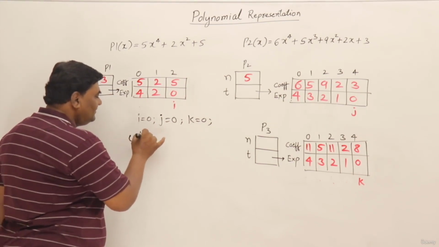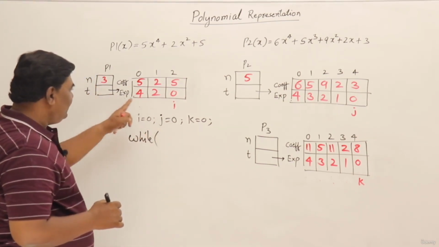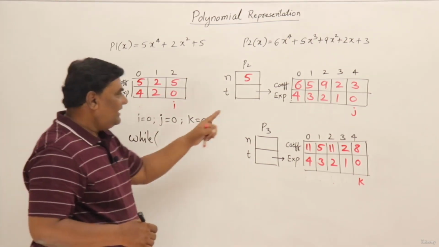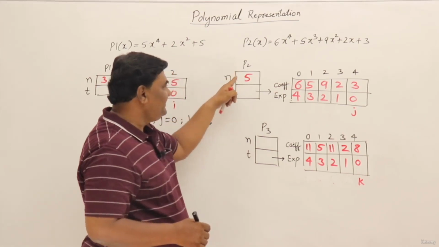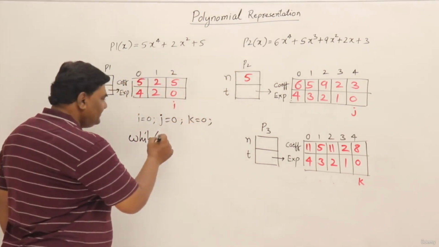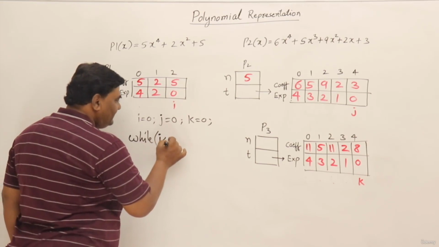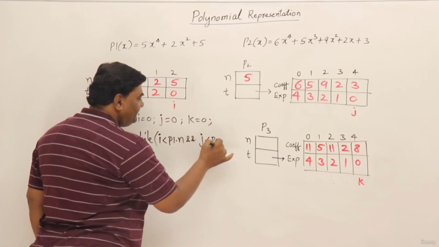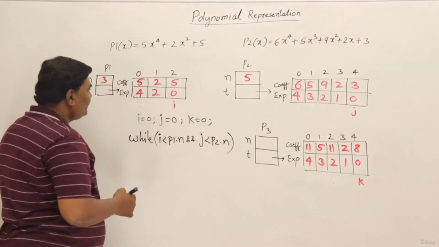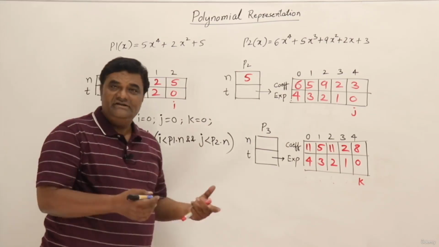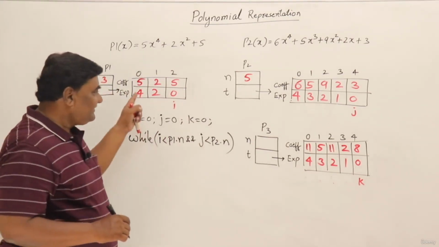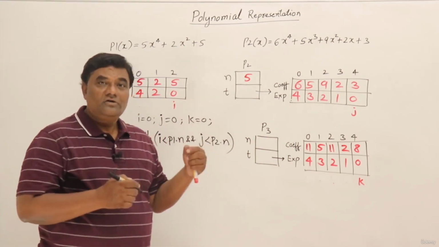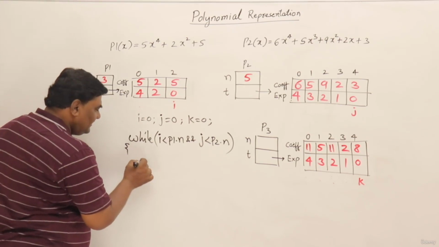While. How long? Until i reaches this one, means less than n. P1's n. And j reaches this one, that is P2's n. I is less than P1 dot n and j is less than P2 dot n. So if any one of them finishes, then we should stop. And while iterating through these, we should compare them. Whoever's power is greater, copy that one.